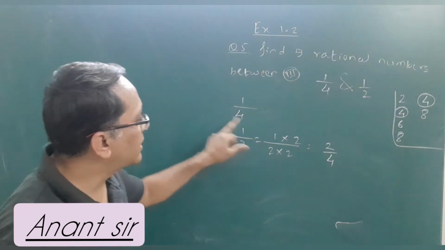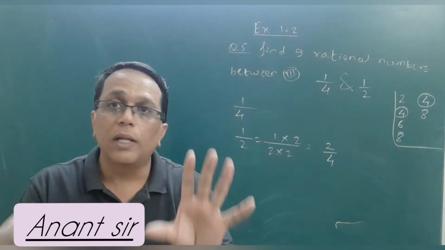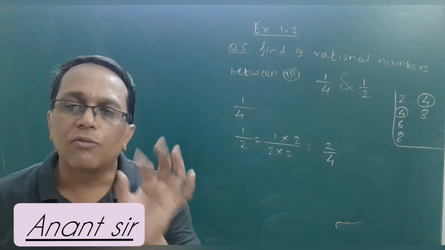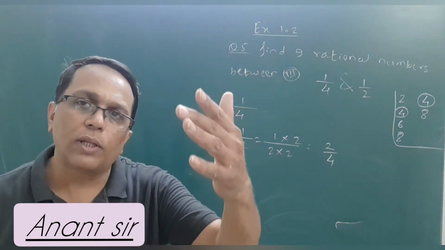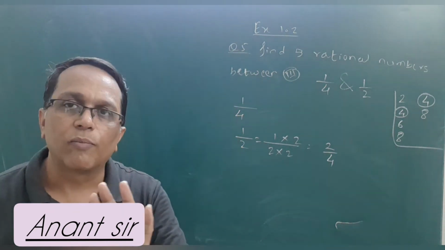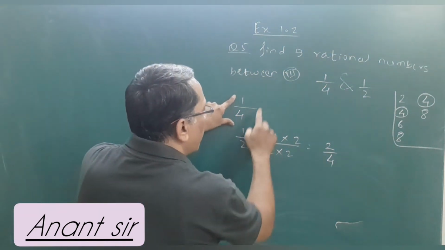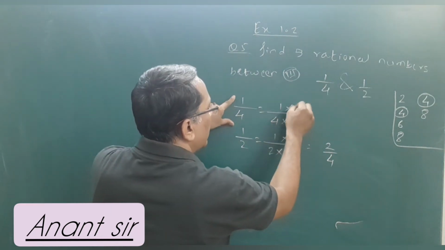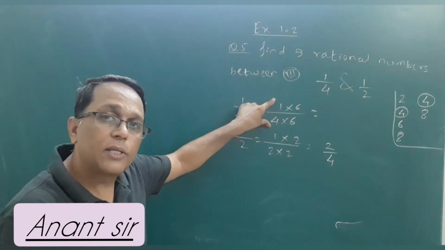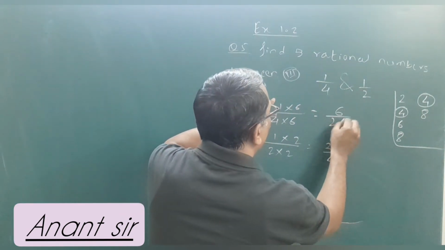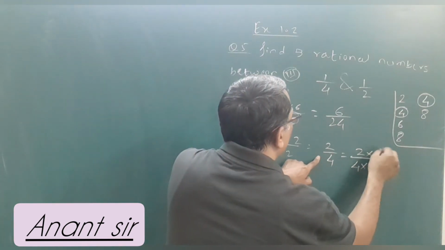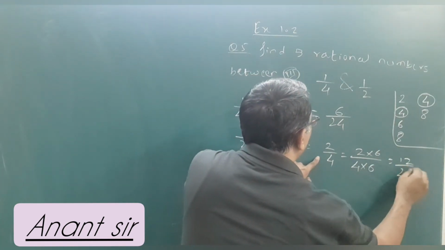As the denominator is same and there is no rational number between 1 by 4 and 2 by 4, I want at least 5. So multiply by more than 5, but keep the denominator same. So I will be multiplying both by 6. Okay, so I am multiplying numerator and denominator by 6 here. So it will be 6 by 24, and here also I am multiplying by 6. So it's 12 by 24.